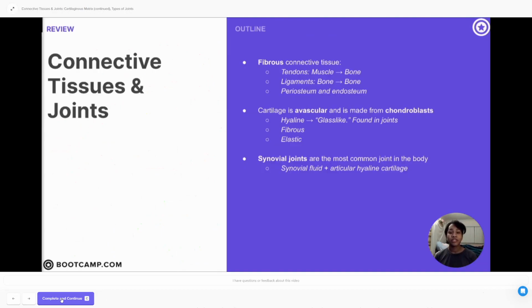Alright, so let's just distill some of the key information that we took from this video. So first we have to remember that we have different types of connective tissues. Connective tissues have a huge role in literally keeping us together when we can't keep it together ourselves, and that's awesome. So fibrous connective tissue is going to be examples like tendons, which connect muscle to bone, as well as ligaments, which connect bone to bone.